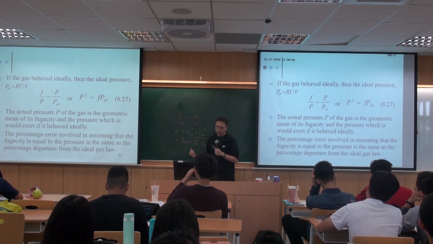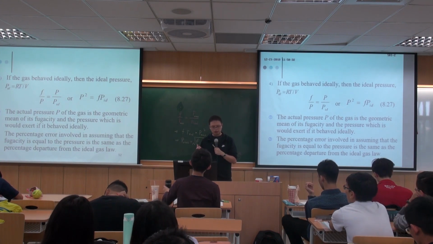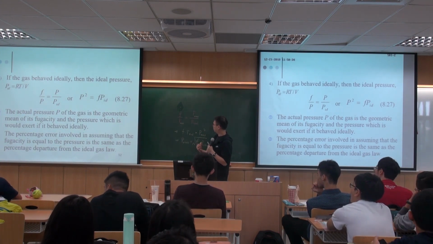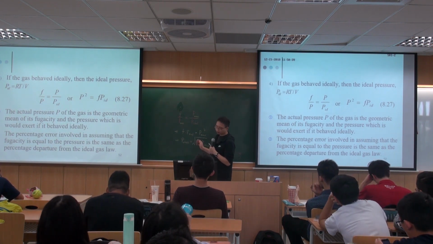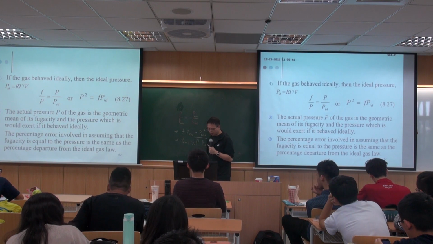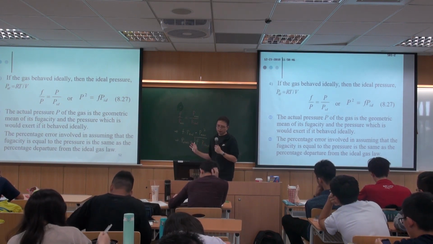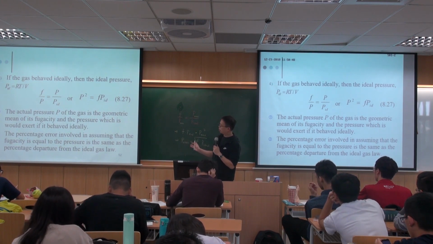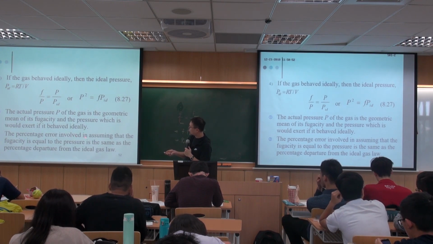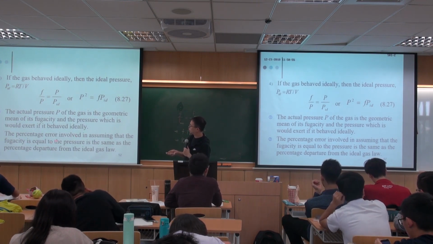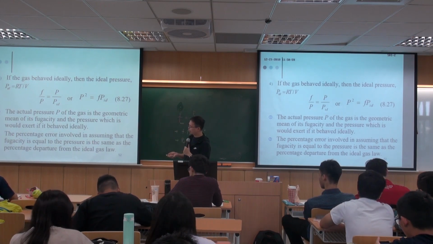So this expression is not that useful, like I mentioned, but I believe in this textbook, maybe there's 1 or 2 questions related to this. They ask you to calculate the relations between fugacity and the measured pressure. But this, at least it's my personal view, is not very useful. So the percentage error involved in assuming that the fugacity is the same as the pressure is the same as the percentage departure from the ideal gas law.